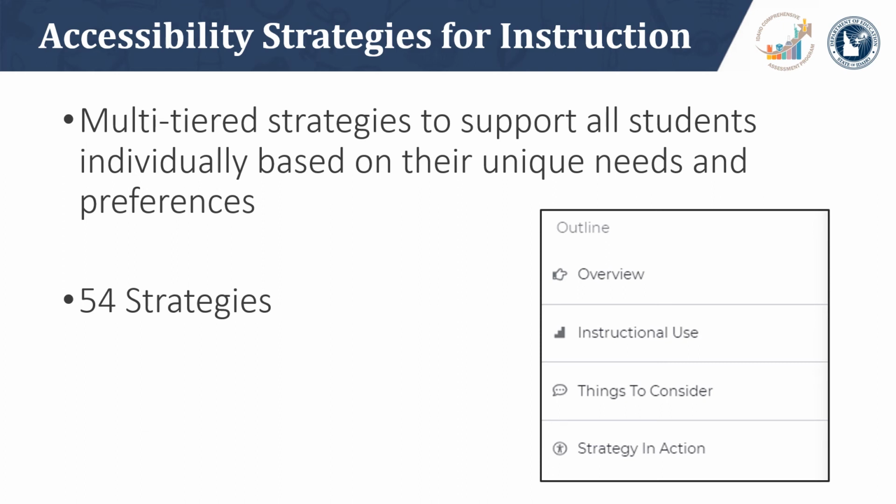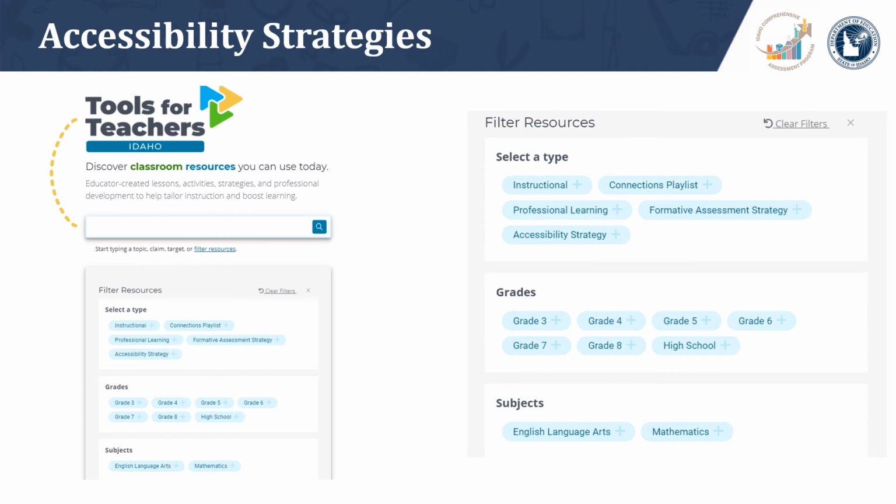Each strategy includes a navigation pane and details how to use the strategy, things to consider during implementation, and a connection to the strategy that provides a link to a sample item where the strategy is used on an assessment. Accessibility strategies are searchable in the same way as formative assessment strategies, by grade and content area.